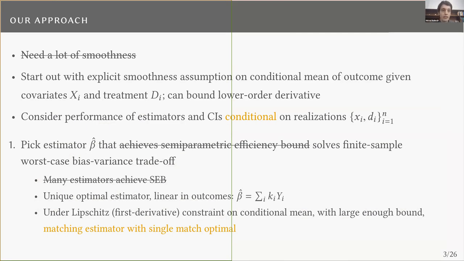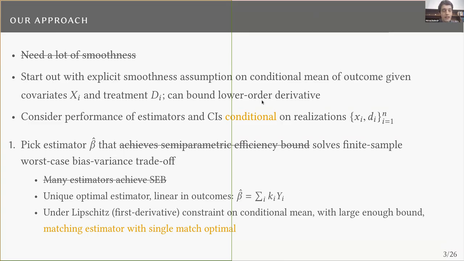So what we are gonna do in this paper is, instead of assuming that we have as much smoothness as we need, we're gonna start with an explicit smoothness assumption on the conditional mean of the outcome given the covariates and given the treatment. And this smoothness assumption is gonna reflect the researcher's beliefs about the amount of smoothness in the data. And so if the researcher is only willing to assume that the conditional mean function is once differentiable, but perhaps doesn't have bounded second derivatives, we can account for this explicitly.